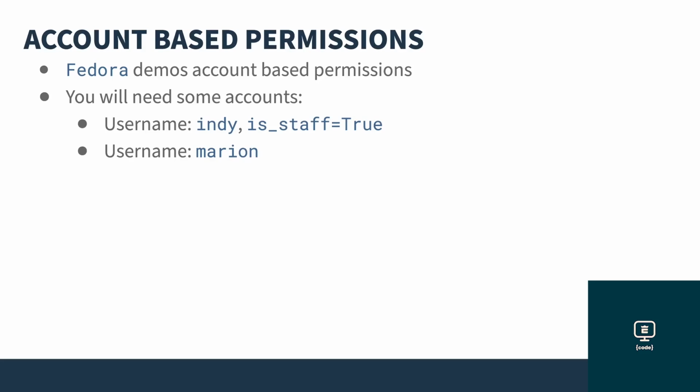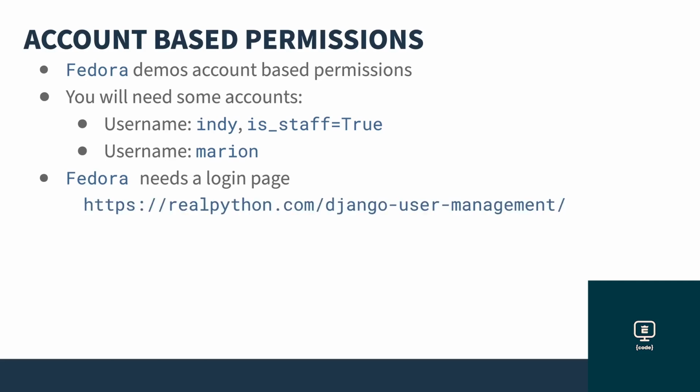I'm going to create an account called Indy that has the staff setting set to true, and another account called Marion that's just general usage. Out of the box, Django no longer comes with a login page. In order to be able to play with this and have accounts log in and log out, I'm going to need to create a login page to go with these accounts. This lesson is going to be just a short review on how these pieces work.